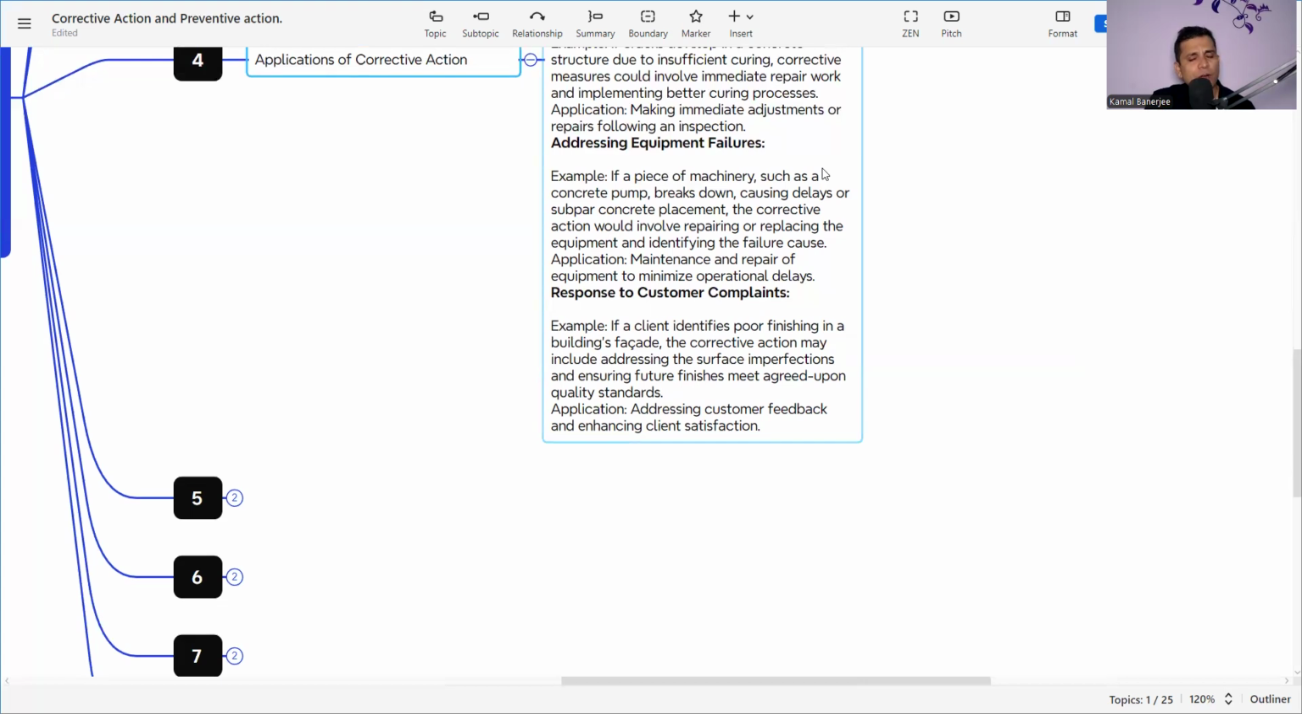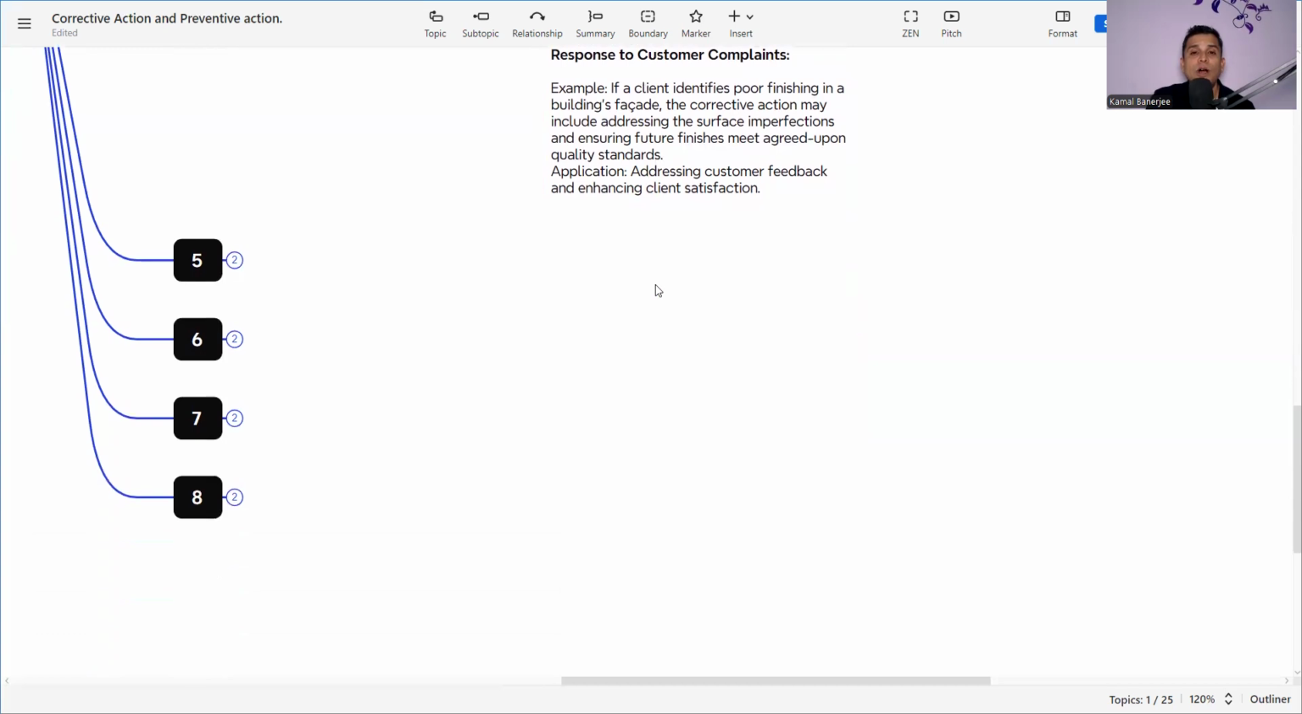That can also be found out, for example, that the vibrator you are using is a faulty vibrator. So maybe the machinery or equipment also has a problem. So whenever a problem is arising, whenever we are doing the root cause analysis, we can find that out. So in this way also, corrective action helps us to find out the maintenance or equipment failures and the response to customer complaints.